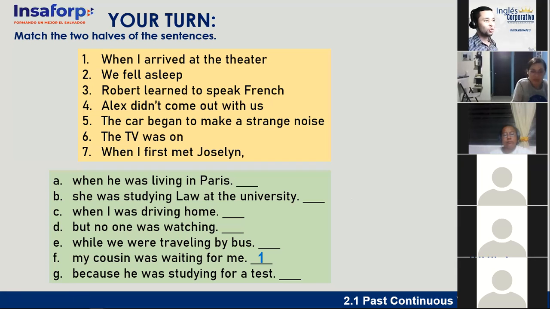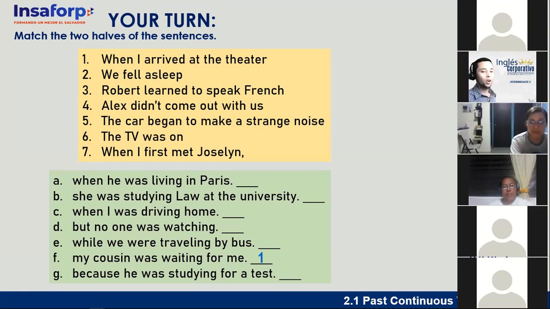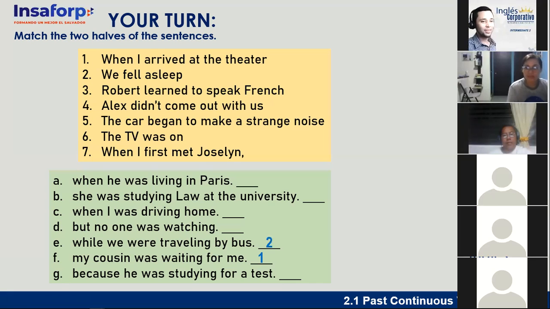Number two, we fell asleep. Nos dormimos. We fell asleep. Kim? Is the A while we were traveling by bus? While we were traveling by bus. That is correct. Okay, good. What about number three? Robert learned to speak French.